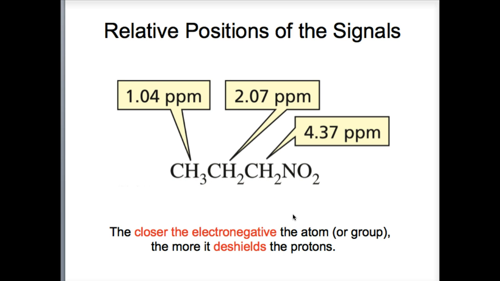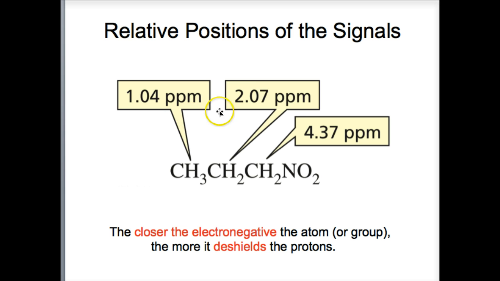The closer the protons are to the electron withdrawing nitro group, the less they're shielded from the applied magnetic field. So the higher the frequency at which their signals will appear. The protons closest to the nitro group have a signal at 4.37 parts per million. The ones furthest from the nitro group show a signal at the lowest frequency of 1.04 parts per million.